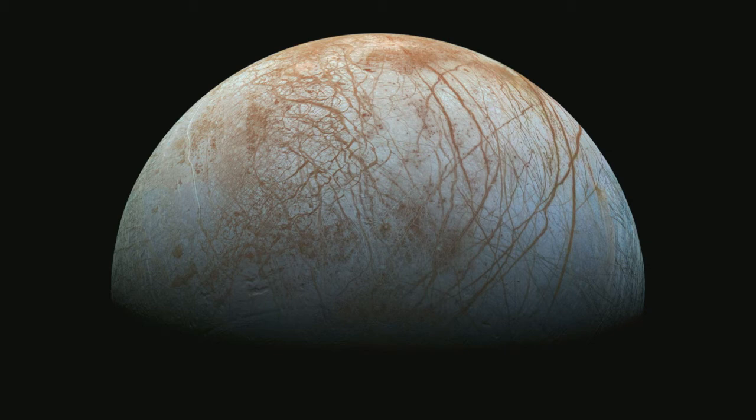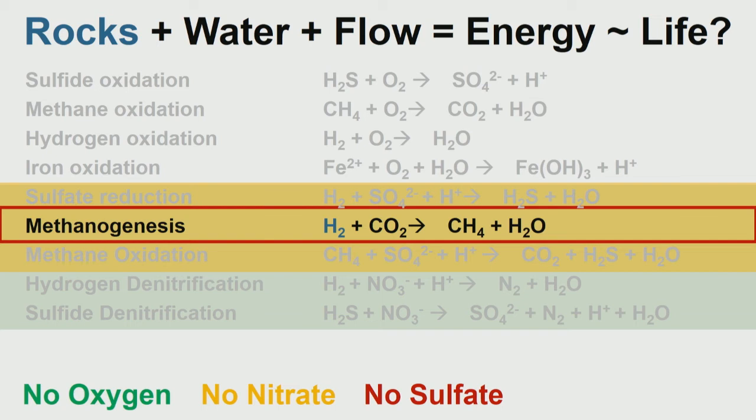Remember, I showed you Io spewing all that sulfur into the Jovian system. It's believed that there is sulfate on this icy shell of Europa and potentially water rock reactions creating hydrogen at the bottom of that ocean. But what if we don't have sulfate? That leaves us with this one thing, methanogenesis.